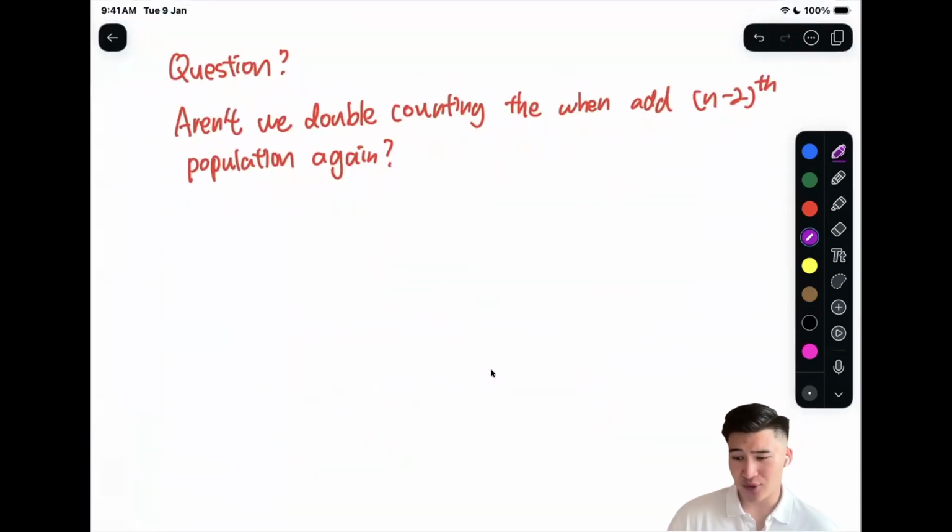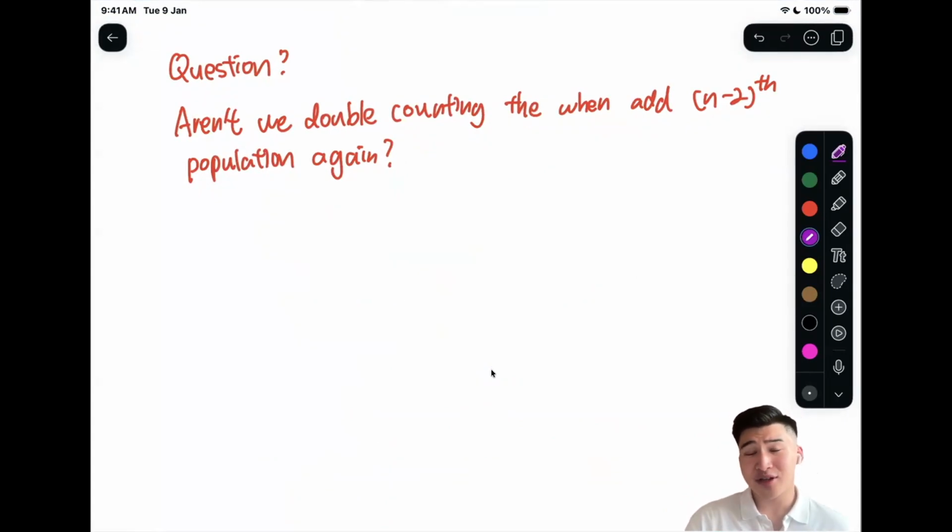So a quick question for you. Aren't we double counting when we add the n minus 2 to n minus 1? Because, like you said, in n minus 1, we already have a population. In n minus 2, we already have that single population too. Like we have 8 rabbits in n minus 2. We also have 8 rabbits in n minus 1. And we're adding them together. Are we double counting this? Becomes like 16 or at least 16 or whatever?